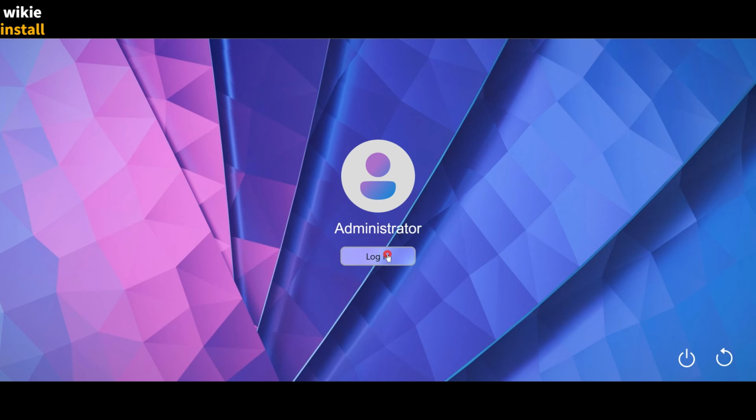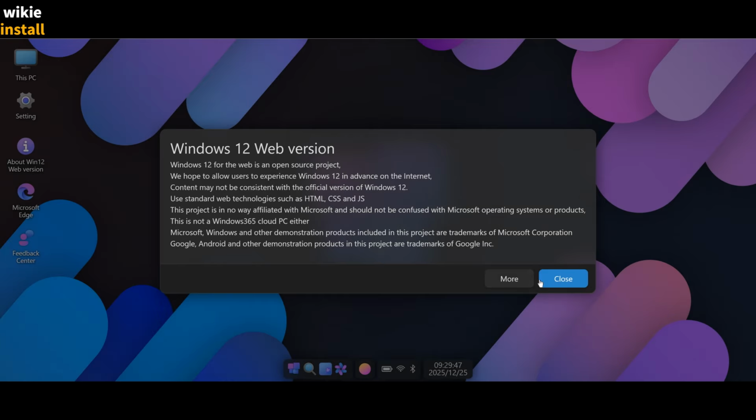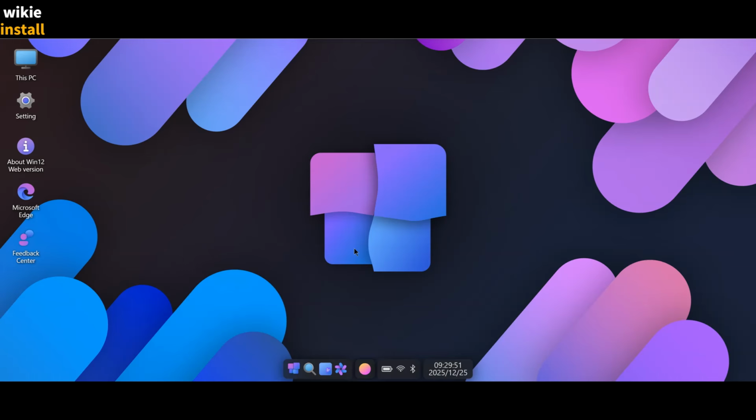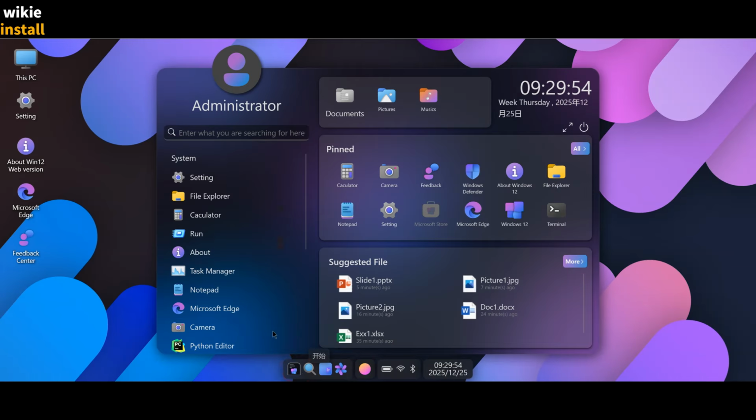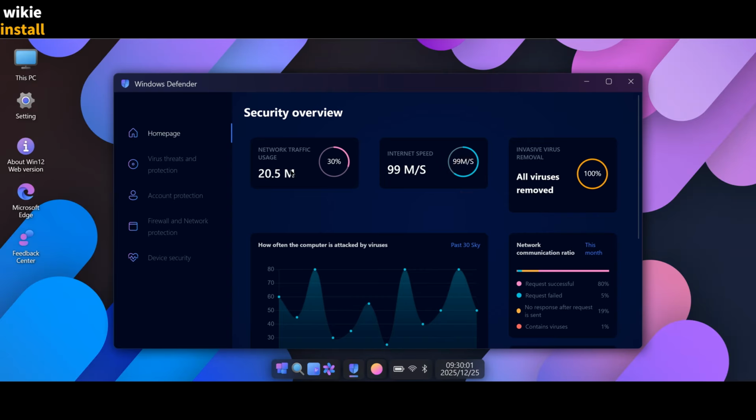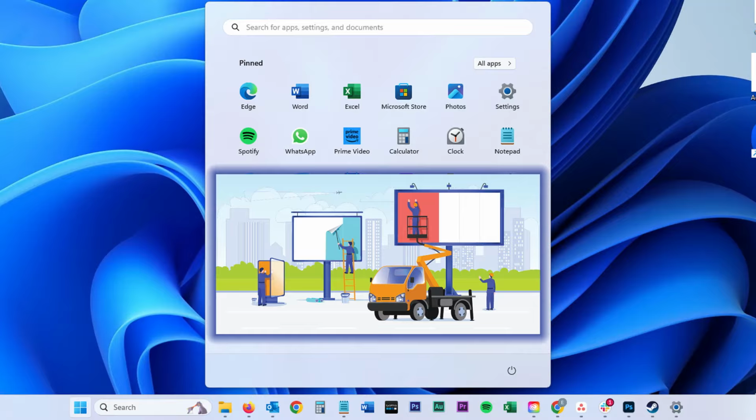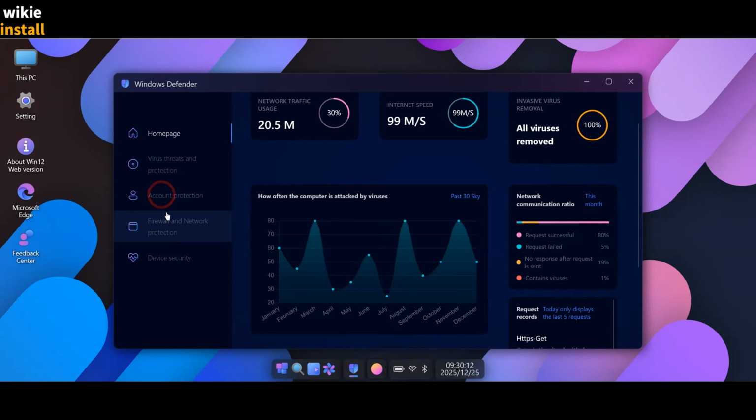Have you ever tried Windows 12? This isn't Windows 11, and it's definitely not from Microsoft. This is a Windows 12 emulator. It's clean and fast and shows exactly what Microsoft is missing. No ads, no bloatware, just pure design.